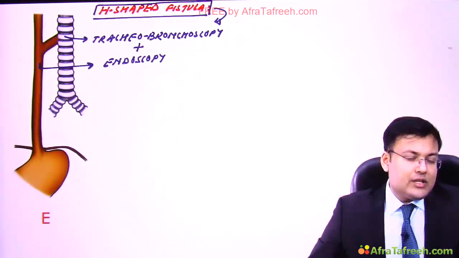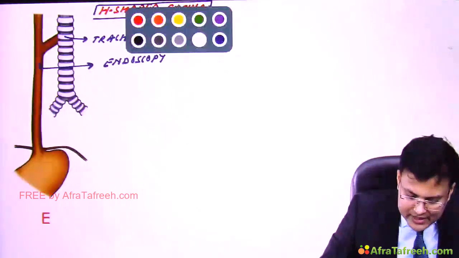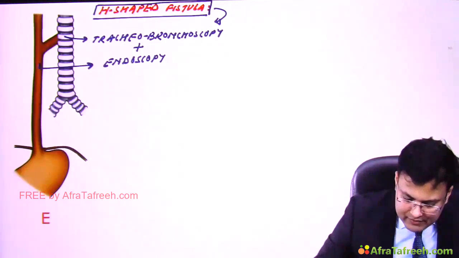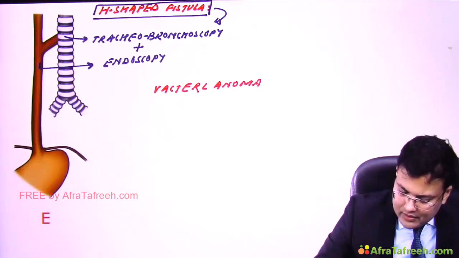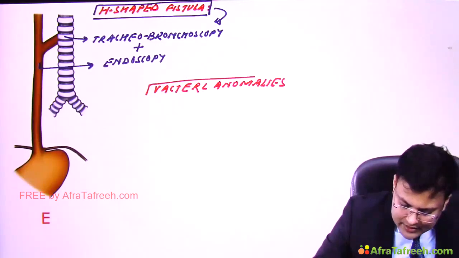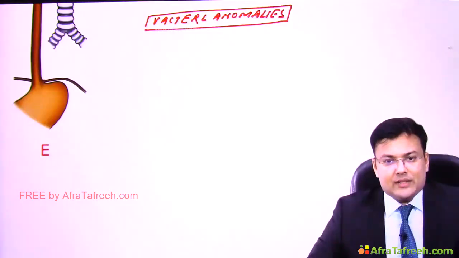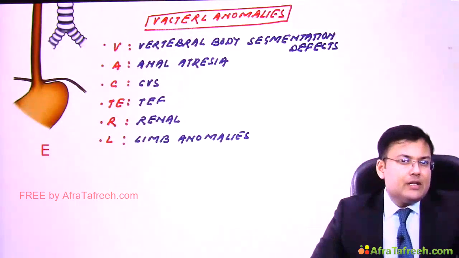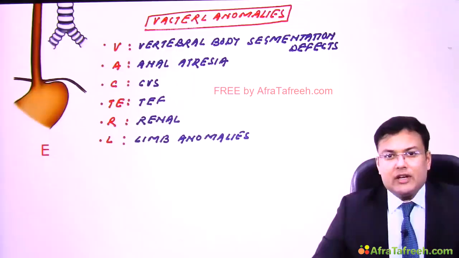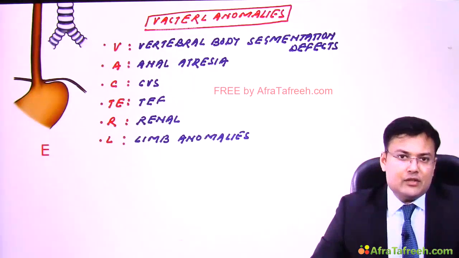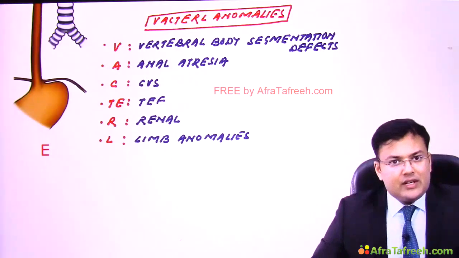There is one association which is frequently asked in relation to tracheoesophageal fistula. And what's that association? It's association with VACTERAL anomalies. Now see the full form. V means vertebral body segmentation defects. A, anal atresia. C, cardiovascular anomalies. T, tracheoesophageal fistula. R, renal abnormalities. And L, limb anomalies.